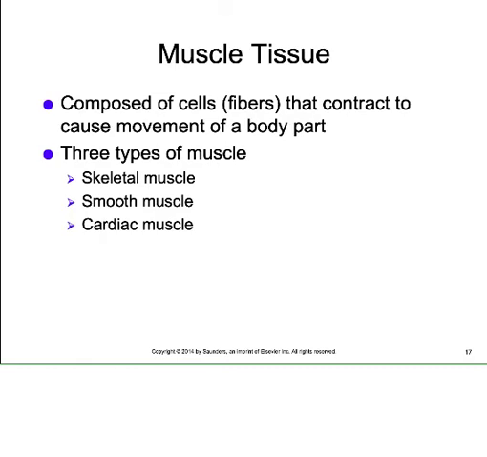Okay, and so when muscle contracts, what happens is that the actin and the myosin slide over each other more extensively, and the dark bands get thicker, and the light bands get thinner, and the whole muscle will contract.